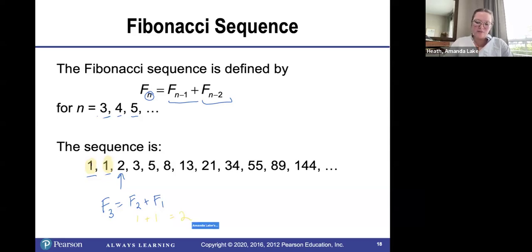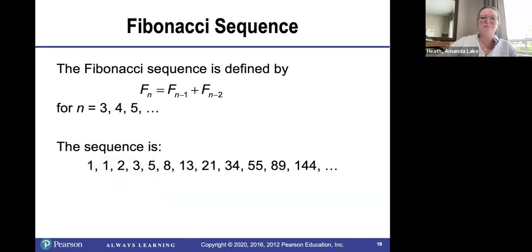And so we get the next Fibonacci number by adding together 2 and 1. So 1 plus 2 is 3. Then 2 plus 3 is 5. 3 plus 5 is 8. 5 plus 8 is 13. And it keeps going that way. So this is a Fibonacci sequence.